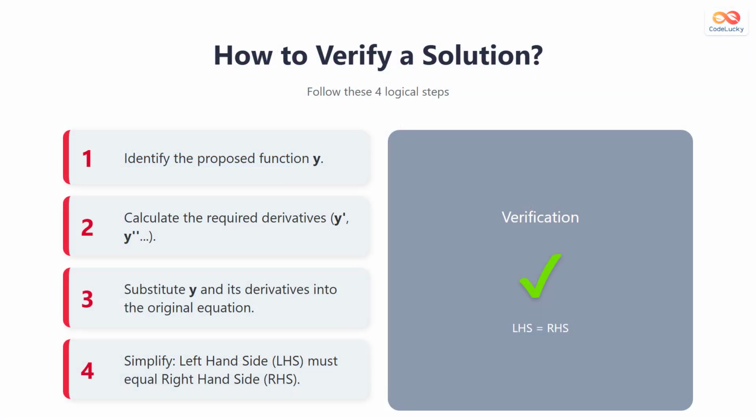To verify if a function is a solution, follow these 4 simple steps. First, identify the function. Second, calculate the necessary derivatives. Third, substitute them into the original equation. And finally, simplify to see if the equation holds true.